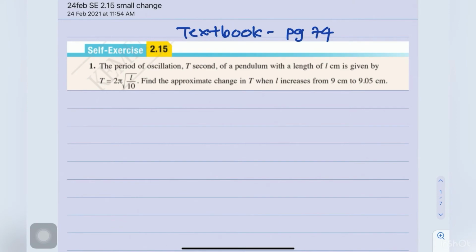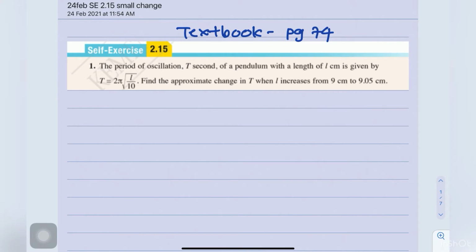Hi, Assalamualaikum. So now we are going to discuss a question from the textbook, page 74, self-exercise 2.15. All these questions involve small change and approximation.